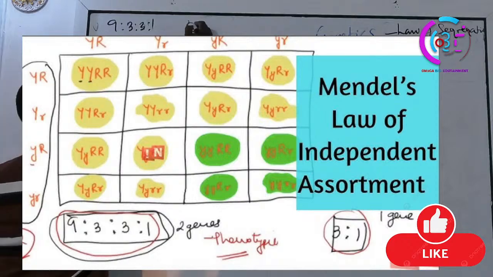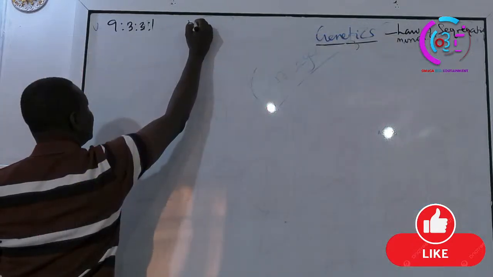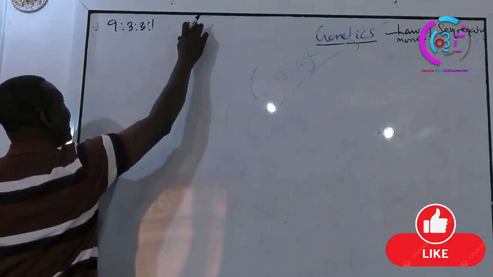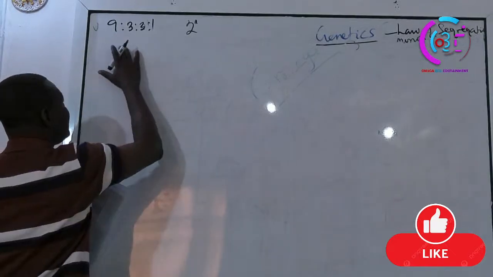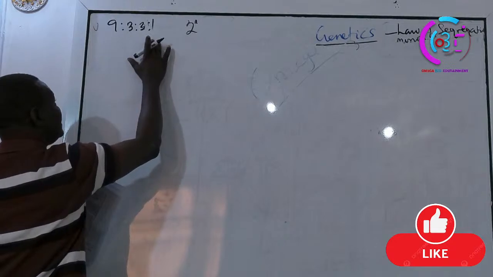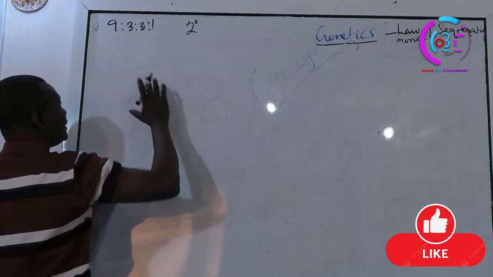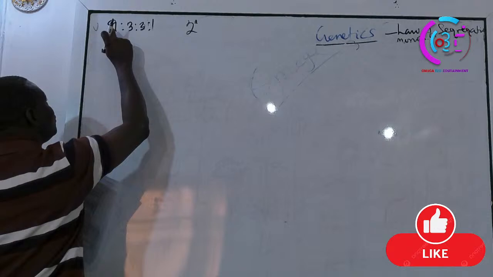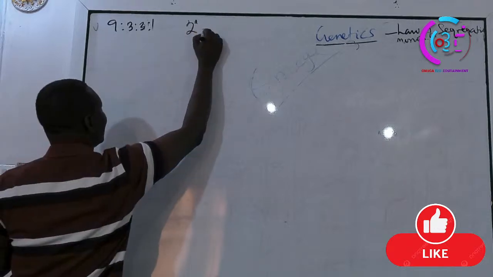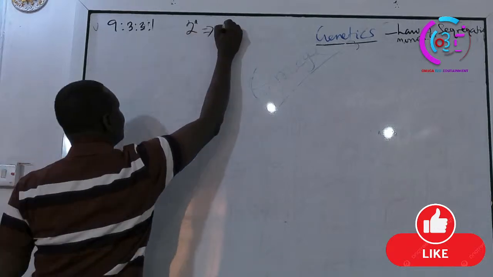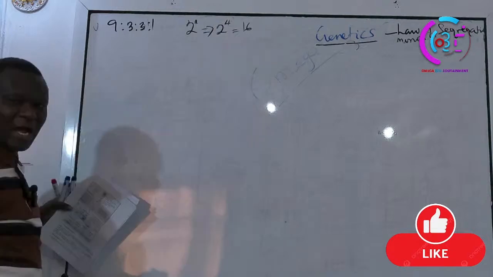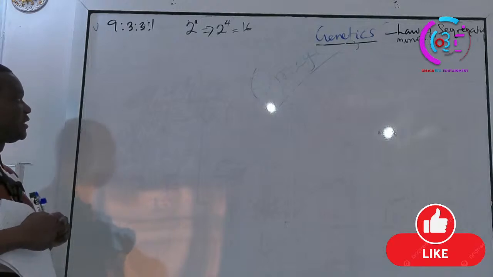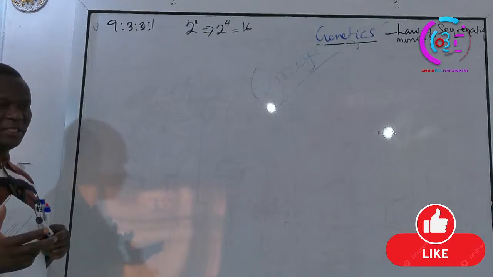Don't forget that generally the notation is 2 raised to power n, where n is the number of gametes. In this, we have how many gametes? It is going to be 4, because 1, 2, 3, 4. So that's why the second law is 2 raised to power 4, which is 16. That means you are going to have 16 offspring at the end of the day.